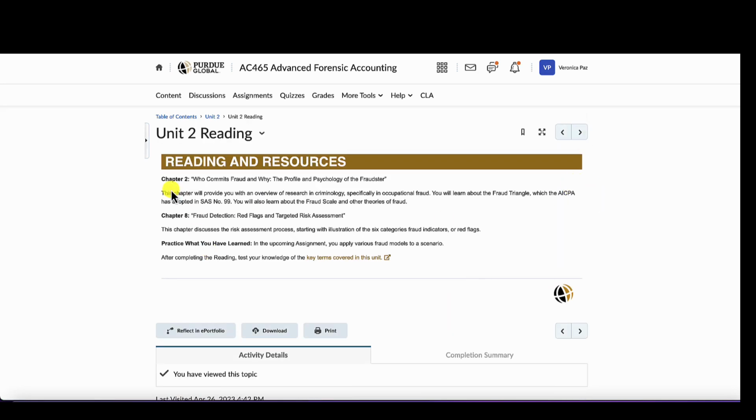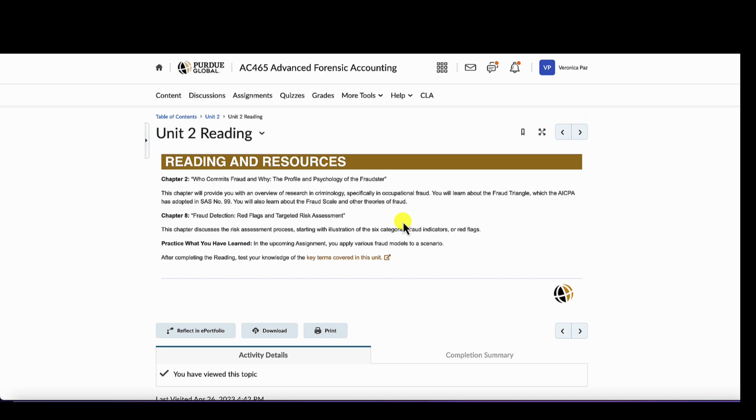So this week you are reading Chapter 2, Who Commits Fraud and Why, the Profile and Psychology of the Fraudster. In this chapter, you're going to have an overview of research in criminology, specifically occupational fraud. You're going to learn about one of my favorites, the fraud triangle, which the AICPA, the American Institute of Certified Public Accountants, has adopted in SAS number 99.